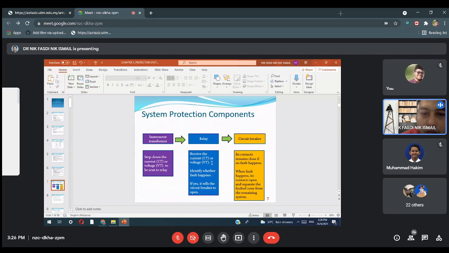The relay receives the currents or voltage from the CT and VT. Okay. It identifies whether a fault happens. If yes, it tells the circuit breaker to open. So the circuit breaker contact remains closed if no fault happens. When the fault happens, its contact opens and separates the faulted zone from the remaining system. So these are the flow of the system protection components. It doesn't matter what kind of relay you use, the concept is the same. You use an overcurrent relay, a directional relay, or a differential relay, the concept is the same. The flow is the same. Okay.